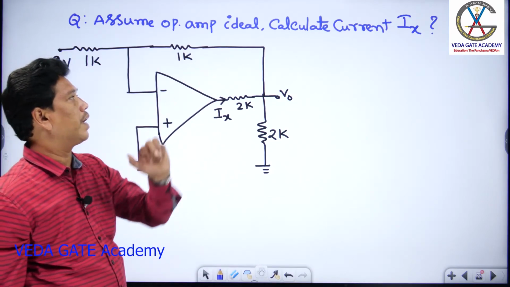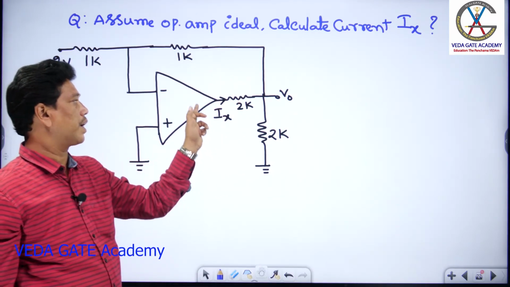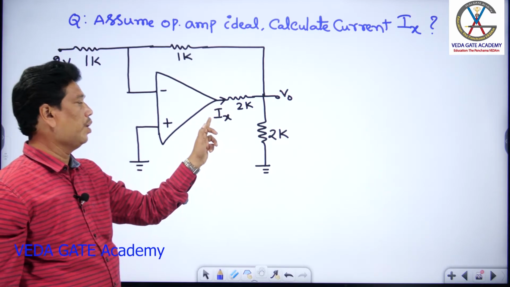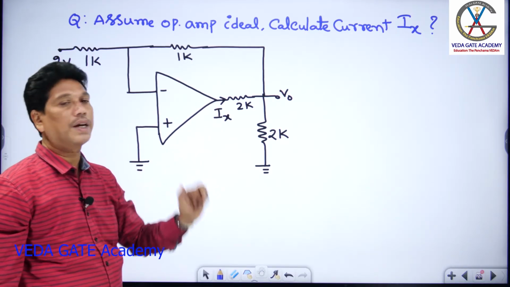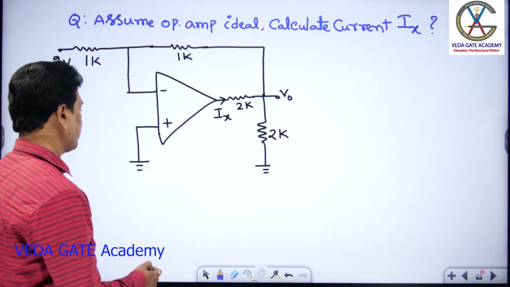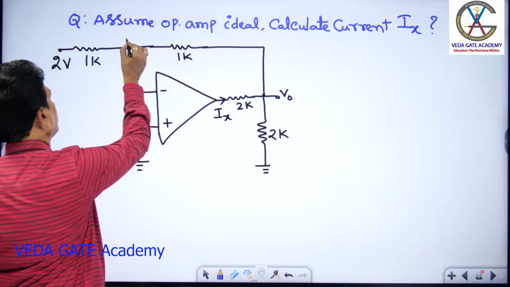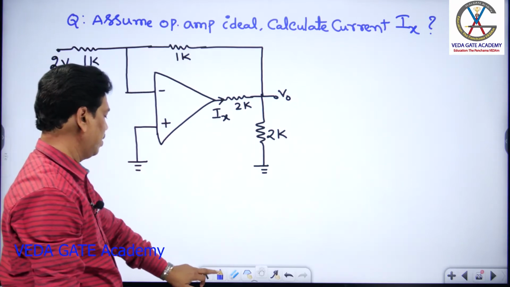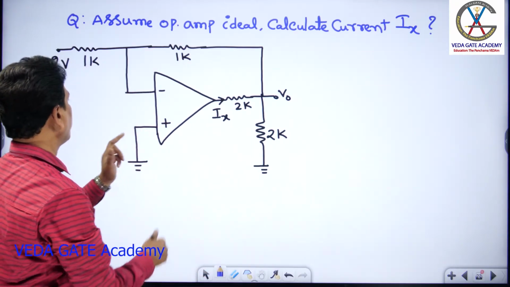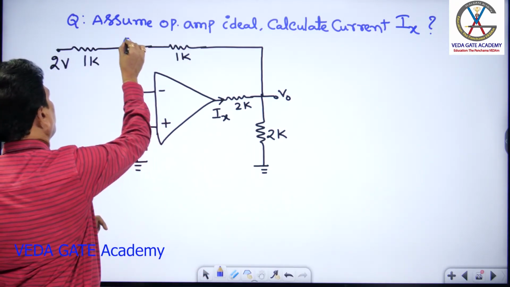Assume the op-amp is ideal. Calculate the current Ix. So this is the op-amp circuit. In this circuit, he asked for the current Ix. Now, using virtual ground, this is 0 volt, which means here it will also be 0 volt.